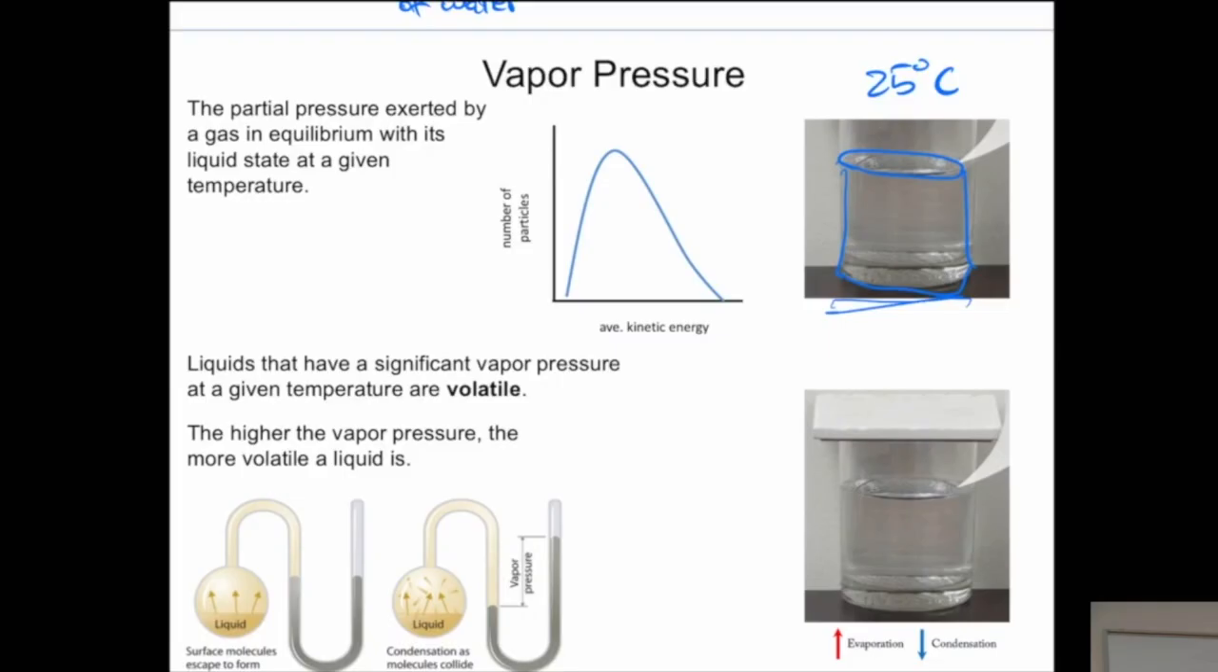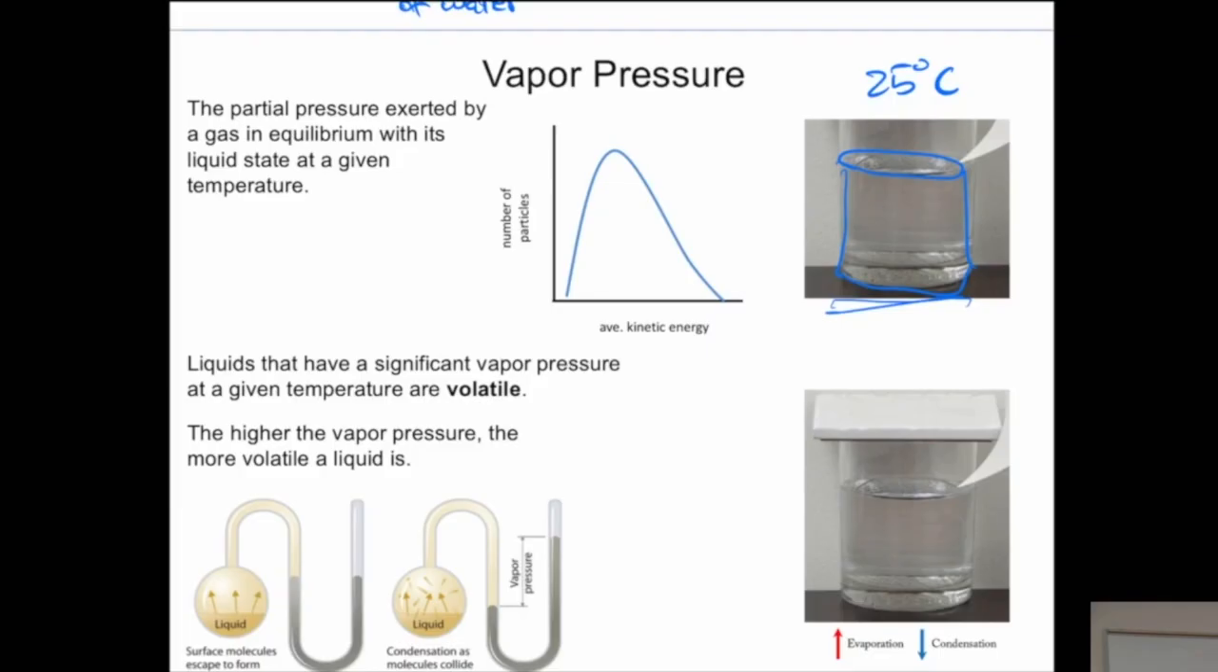Let's say I come back in a day. What's going to happen to that level of the water? Does it increase? Does it decrease, or does it stay the same? It decreases. Why is it decreasing? What's happening? Do we add any energy to it? Do we boil any of the water off? No. Why does it get lower?